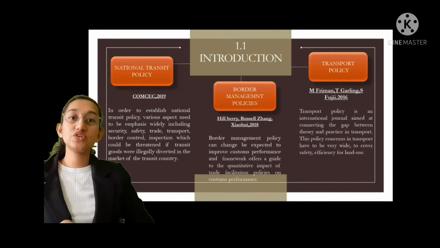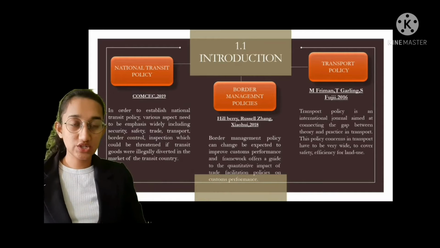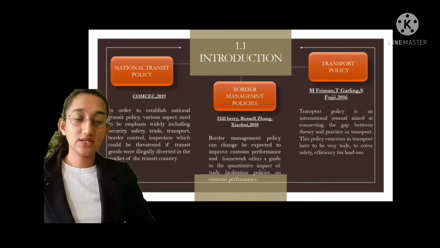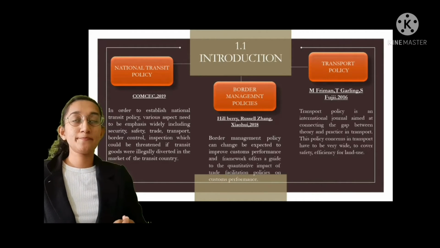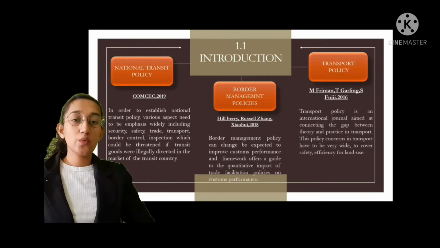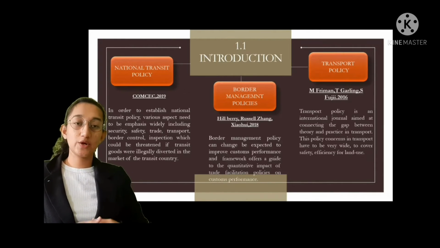All these three policies have their own criteria. So to establish a national transit policy, we should know various aspects such as security, safety, the type of transport that we use, and the border procedures that should be followed. When we have these policies, we can enforce them within Malaysia, and it can improve our policies into one form. I will explain this later accordingly.